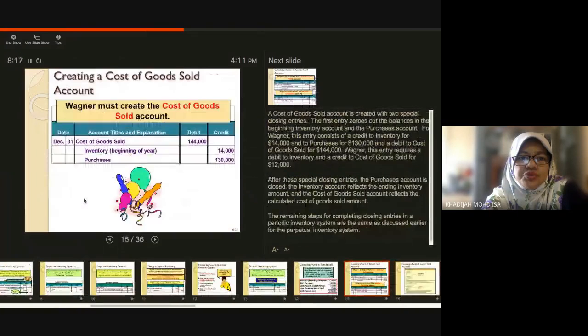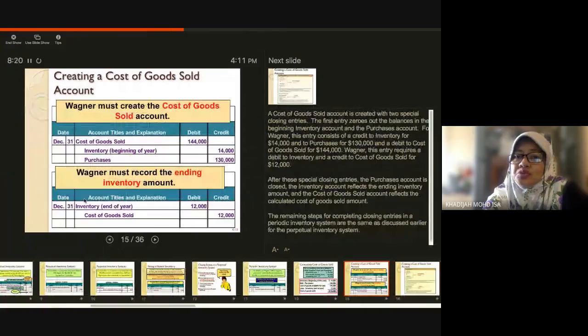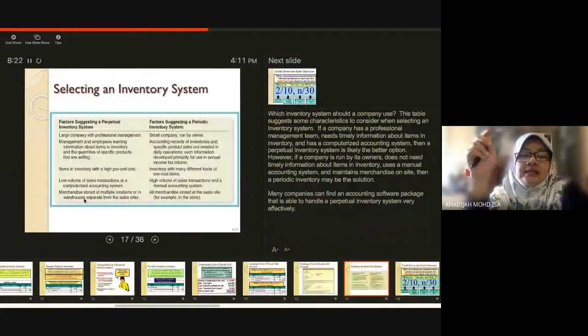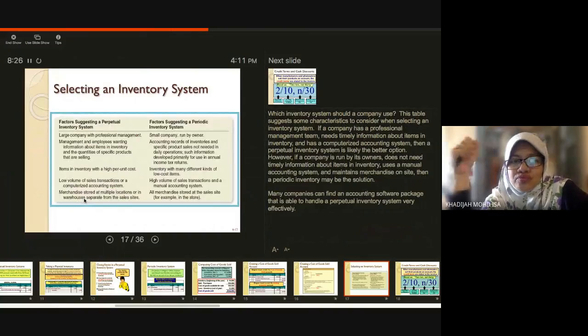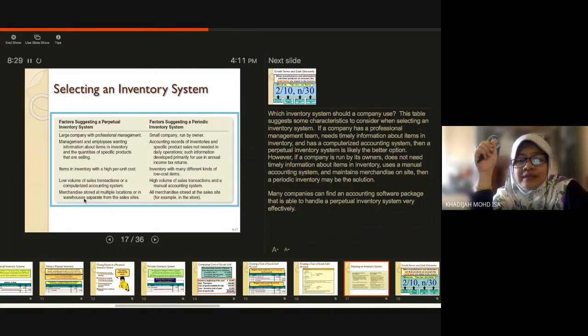Who should actually do perpetual? Who should actually do periodic? Selecting an inventory system. Which one the company should go for, whether they want to go for a perpetual inventory system or a periodic inventory system.